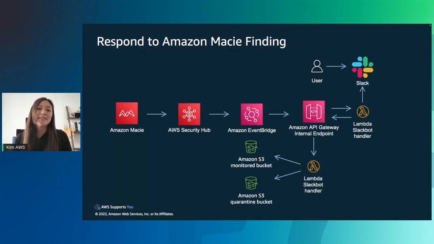And there was a Lambda Slackbot handler that we created with connectivity into the internal endpoint that was able to move my offending S3 object. So my S3 object contained PII information, for example, and moved it through into an S3 quarantine bucket. And that bucket had stronger security controls around it.